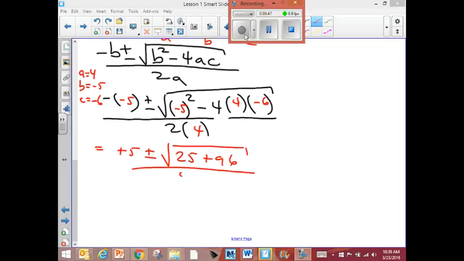all over 8. What do you have to do? You have to add 25 to 96. Find out what that is. Take the square root of it, and then for your final answer, sure, I'll just do it. 5 plus or minus... What's 25 plus 96? It's 121. Oh, good. Which of course is going to turn into an 11 when we do the square root of that.